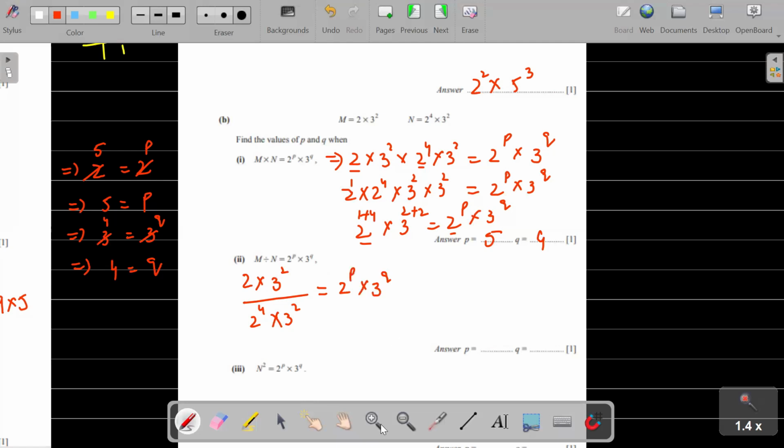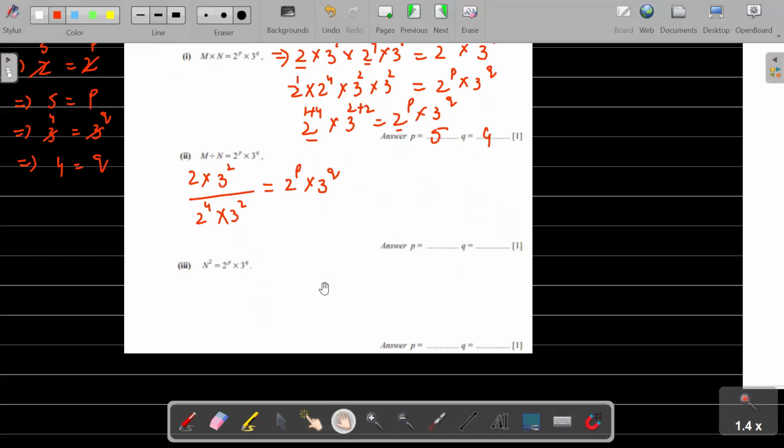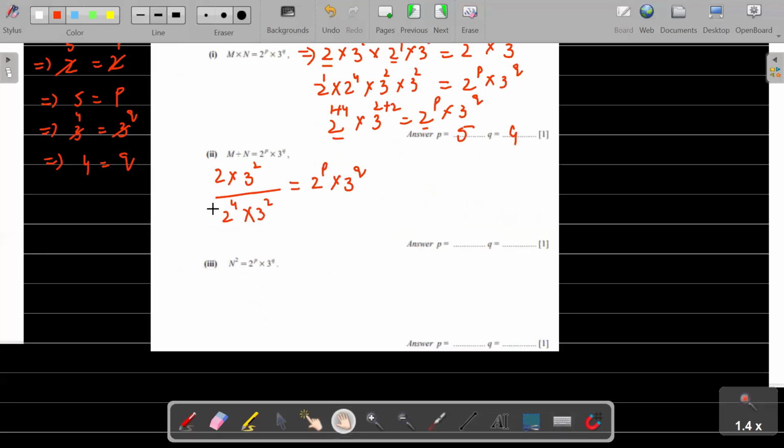When you will be doing indices, you are going to solve them very easily. It's a very easy chapter. Look, I told you before, whenever the base is the same, the power is going to be subtracted. For the same base, power will be subtracted and it will become 2 raised to power 1 minus 4. Same way, 3 raised to power 2 minus 2. This is equal to 2 raised to power p times 3 raised to power q. So let's make them equal.